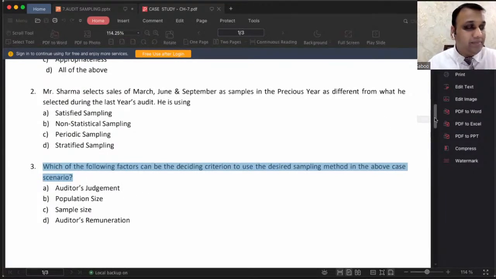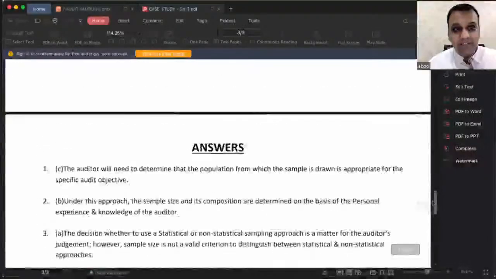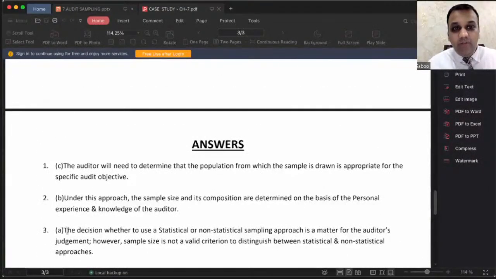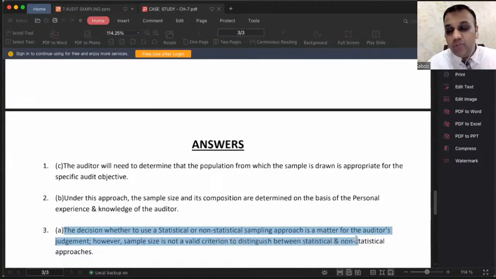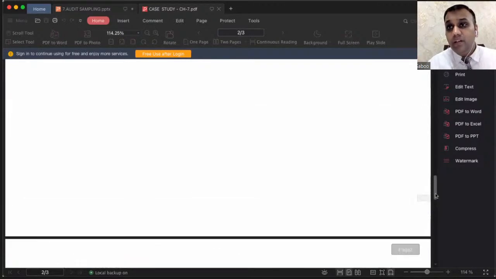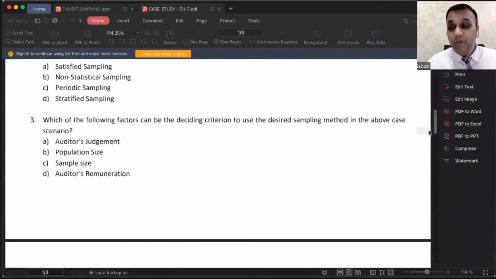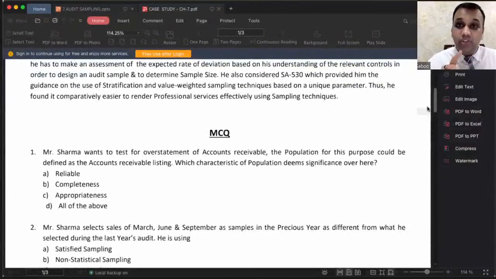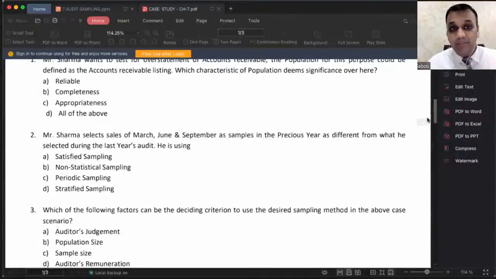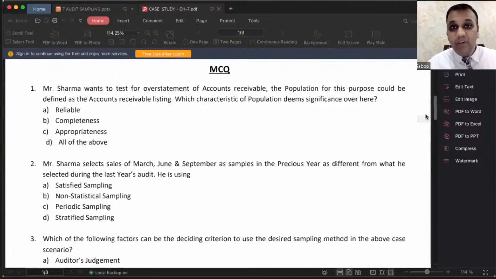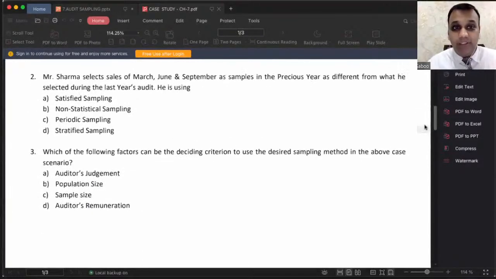Answer would be A. The decision whether to use statistical or non-statistical sampling approach is a matter of auditor's judgment. However, sample size is not a valid criterion to distinguish between statistical and non-statistical approaches. You'll find all these questions and their answers in the notes I'm going to upload, as well as in your chapter in the study material. All the examples, all the questions, all the answers have been taken from there only.